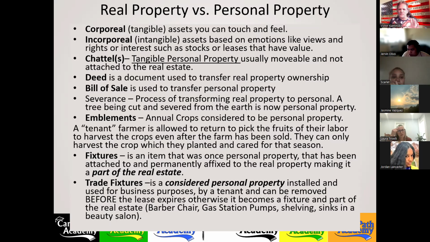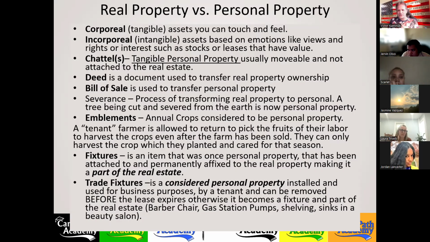you get custom refrigerators that look like they're part of the paneling in the wall because they're built into the wall. That's different. That's custom. You would assume that the refrigerator is part of the real estate. Even though refrigerators are usually personal property, that one could lead to an argument.